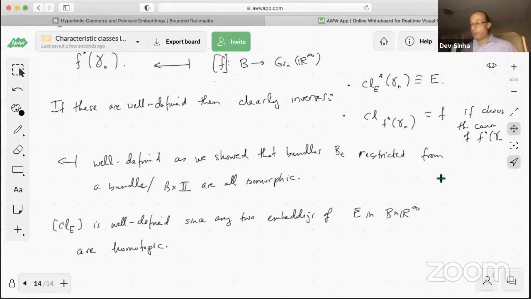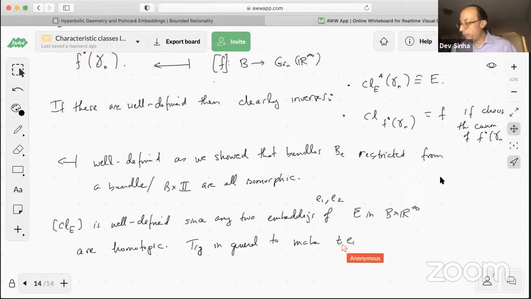So what you want to do, so you try in general to make a straight line homotopy. If I call these embeddings, I don't know, E1, E2, then I would take T E1 plus 1 minus T E2. I can do that in B cross R infinity. I'm using those T and scalar multiplication and addition in the fibers, right? And that's compatible because I'm looking at linear maps on each fiber. But the problem is that every once in a while, maybe these have opposite sign or something like that.